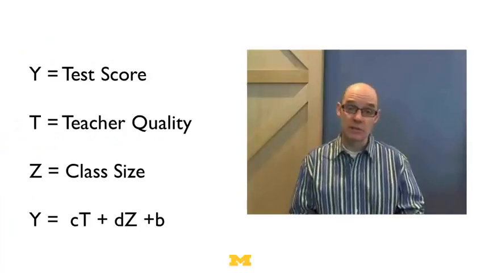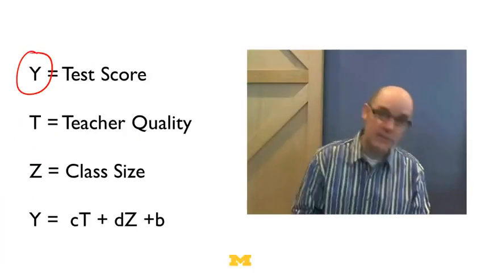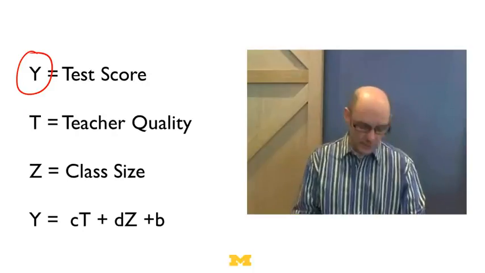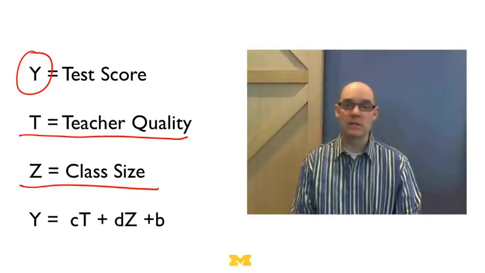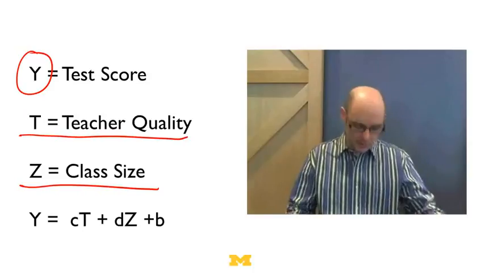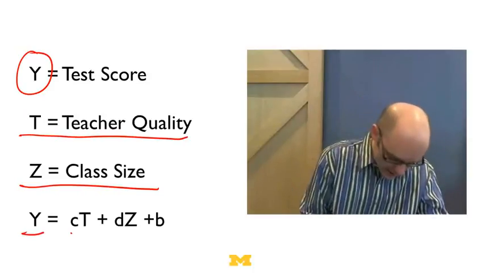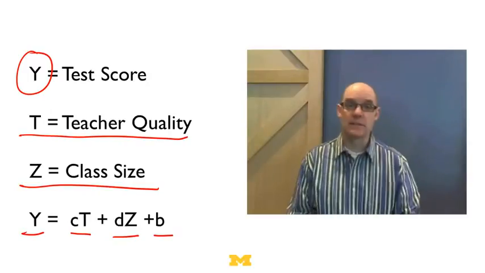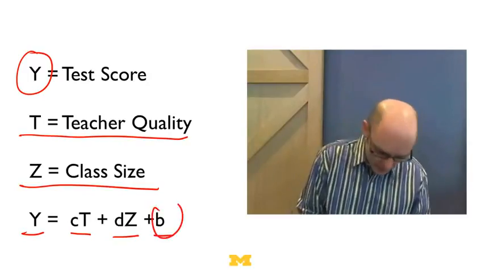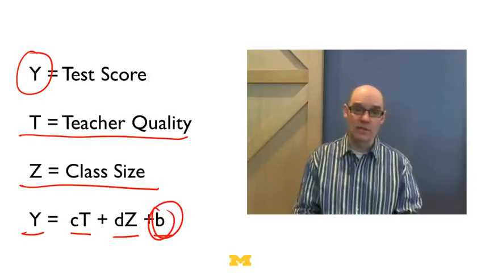Suppose again we're looking at student test scores. So that's y, that's our dependent variable. It could depend on a couple of things. It could depend on t, which is teacher quality, and it could depend on z, which is class size. So we just write down a simple linear model that says y equals c times t plus d times z plus b. b is again our intercept. That's just the familiar intercept from before, just like y equals mx plus b.